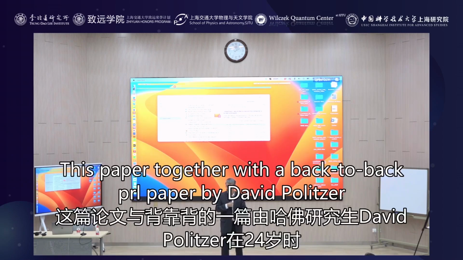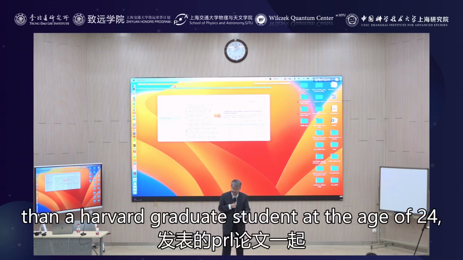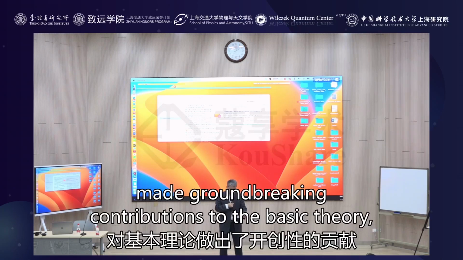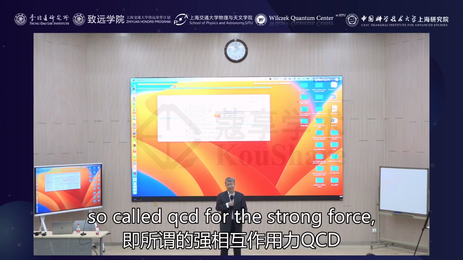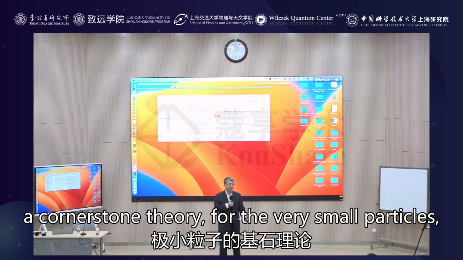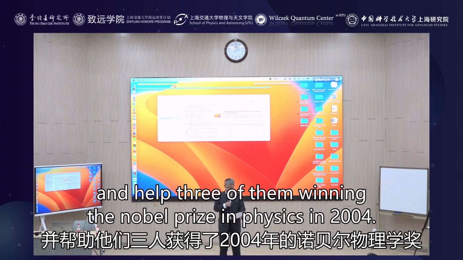This paper, together with a back-to-back PRL paper by David Politzer, then a Harvard graduate student at the age of 24, made groundbreaking contributions to the basic theory, so-called QCD, for the strong force, a cornerstone theory for the very small particles, and helped three of them win the Nobel Prize in Physics in 2004.